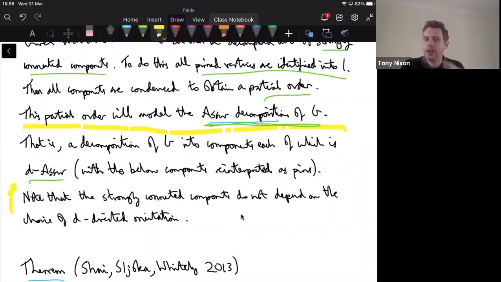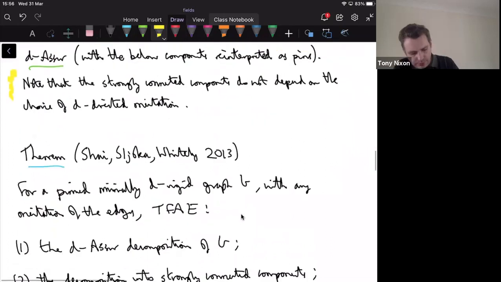You pick one however you like, and it will always work out. You don't end up having different decompositions into Azur components based on different orientations. It's all the same, so that shouldn't be a worry.